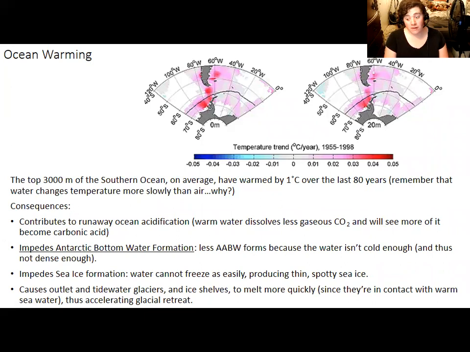It contributes to runaway ocean acidification, because warm water dissolves less gaseous carbon dioxide than does cold water, which means that more of the CO2 dissolved in the ocean converts to carbonic acid. That causes ocean acidification and makes it harder for foraminifera and other phytoplankton and for shell-bearing snails and corals to precipitate their carbonate shells.